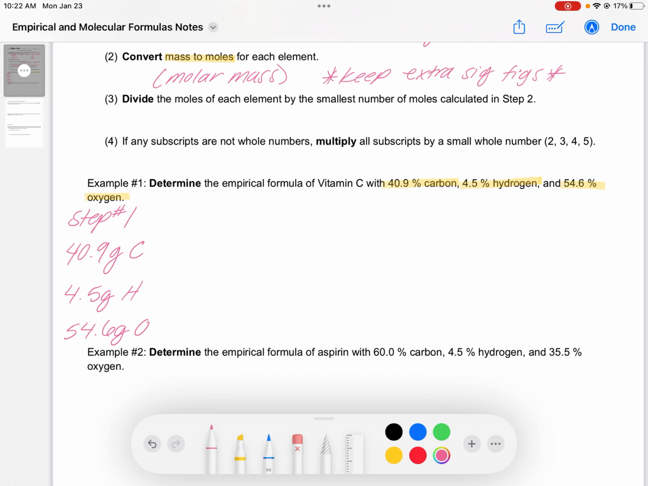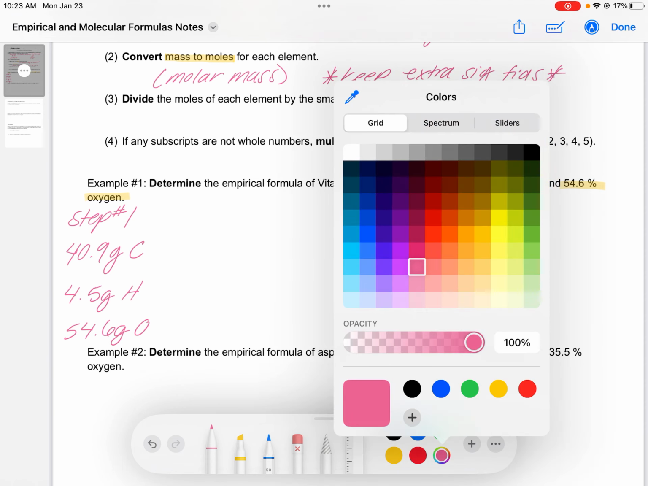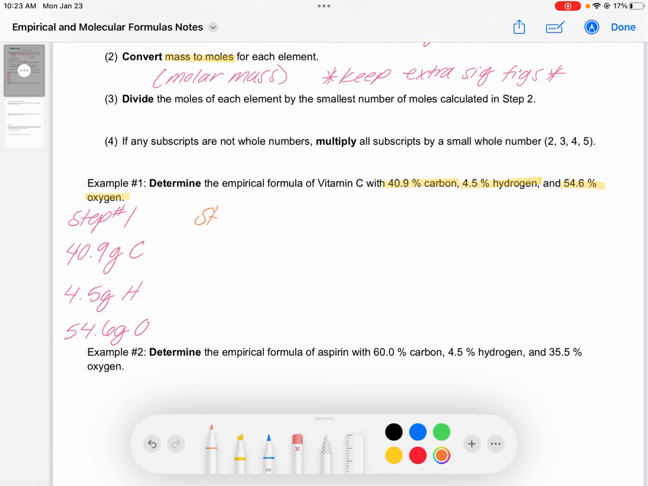If you were given grams, like if it said you have 4 grams of carbon, 5 grams of hydrogen, and 4 grams of oxygen, you would not need to convert anything here. That would just be step 1. For step number 2, let's change up the color here. I like this one. For step number 2, we need to convert mass to moles.